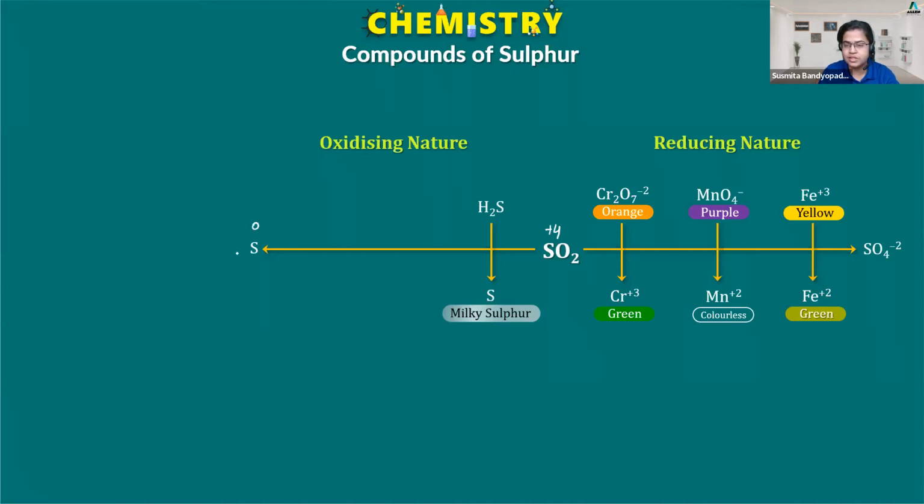It gains electrons and hence acts as an oxidizing agent and oxidizes H2S to S, I minus to I2, Br minus to reddish brown bromine.